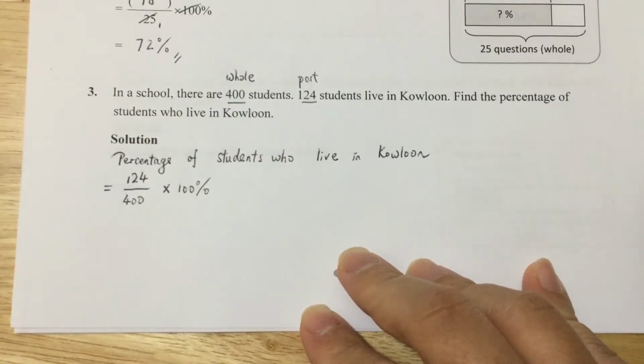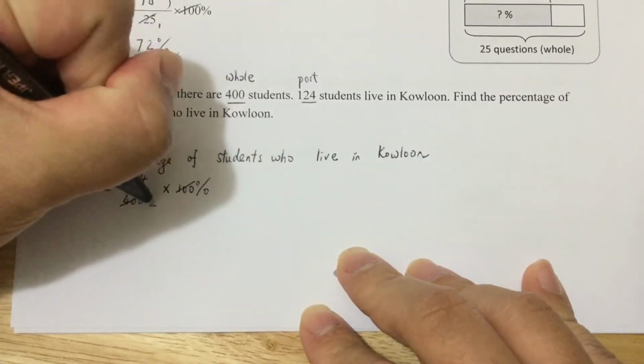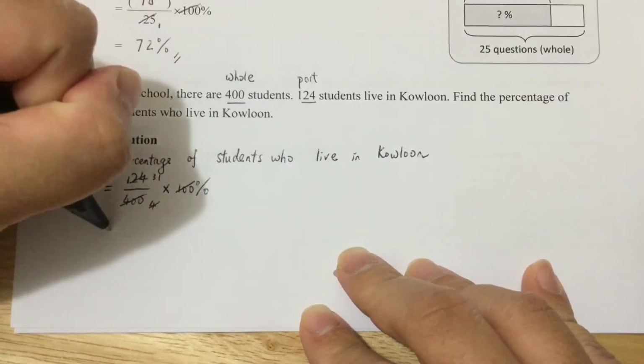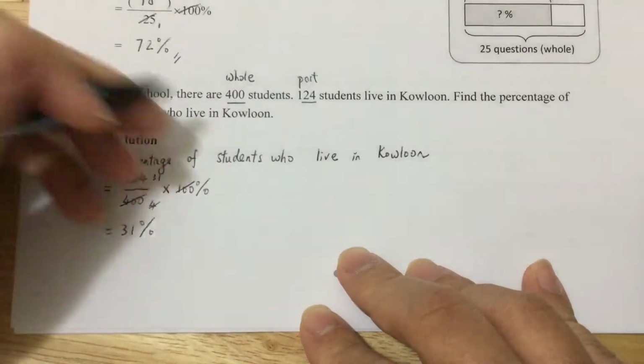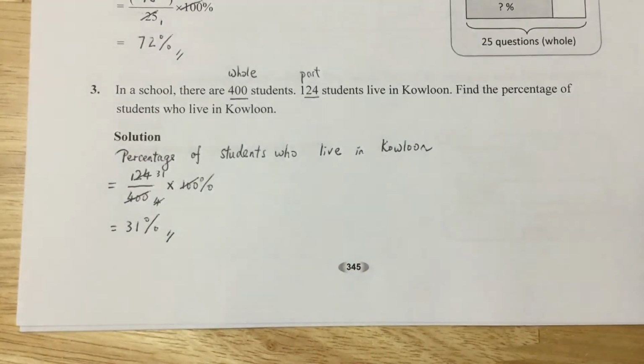Now we will do the cancellations. We have 100 and 400, we have 4. And then 124 divided by 4 is 31. So we see 31% immediately. The answer is 31% of the students live in Kowloon. Okay, this is question 3. If you have any problem, I'll pause here. Make sure that you know how to do these questions.